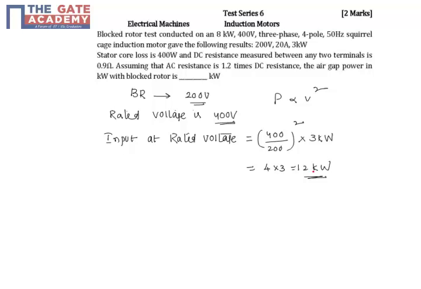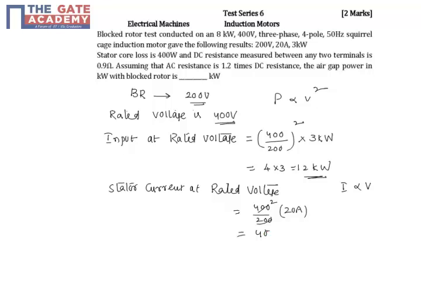Similarly, you find out the stator current at rated voltage as well. We know that the current is proportional to voltage. So this is equal to 400 by 200 times the current at 200 volts, which is 20 amperes. So this is 40 amperes. Now I got the stator current and I got the input power.